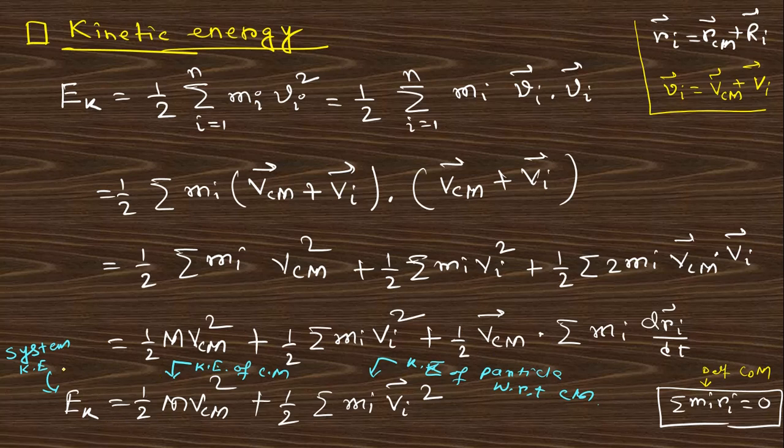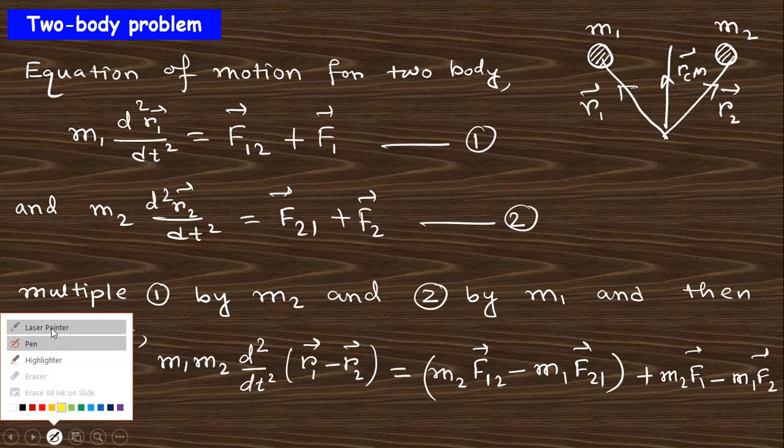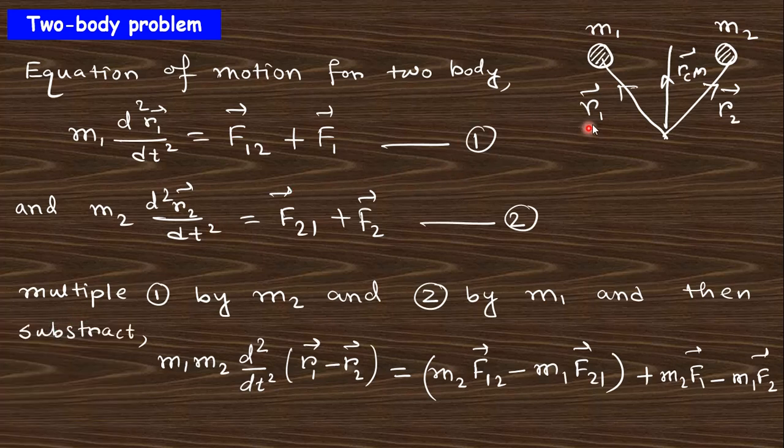So you can write the total kinetic energy of the system as half M vcm squared, which is the kinetic energy of the center of mass, plus this part, which is the kinetic energy of the particles with respect to the center of mass. This is with respect to the origin, and this is the kinetic energy with respect to the origin, right? So it comes into the two body problem. This is a special case of the many body problem, right?